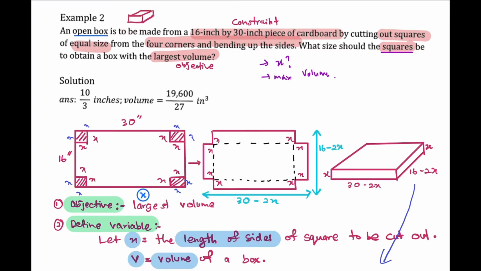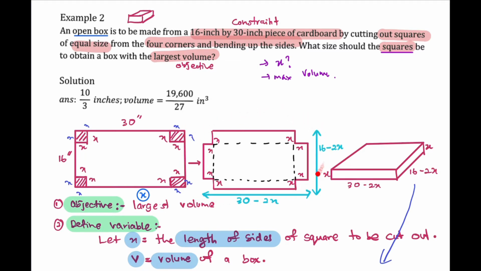Okay. And then it is made from 16-inch times 30-inch piece of cardboard. So let's draw this. This is a cardboard with 30-inch length and 16-inch width. All right. And the open box is made by cutting out squares of equal size from 4 corners and bending up the sides. So let's do this. Let's draw that you have each of equal size. Let's name it as variable x. Okay. And then cut this part out. And then you are left with this.